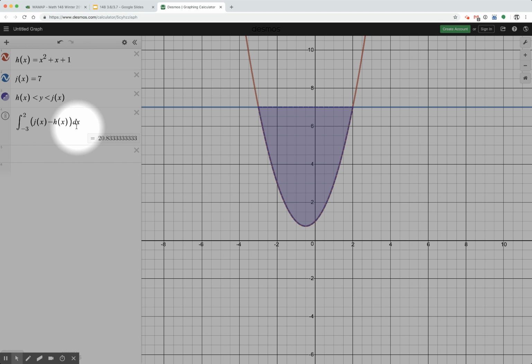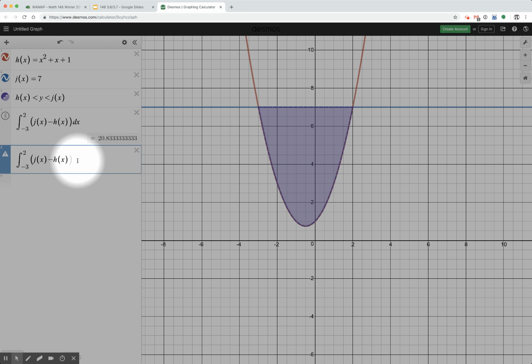All right, so notice here, if you define h and j the way I have here, then you can have Desmos do a calculation, so you can check your hand calculations. The way you could do this is you type in int to generate the integration symbol. You enter the left limit of integration, then the right limit of integration. Then in parentheses, you put in what you're integrating. So we're integrating j of x minus h of x.